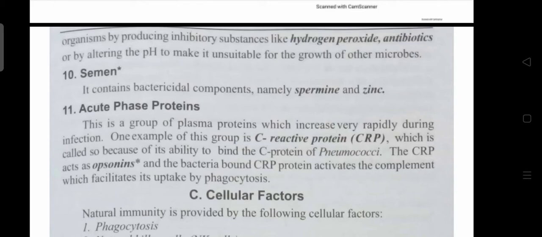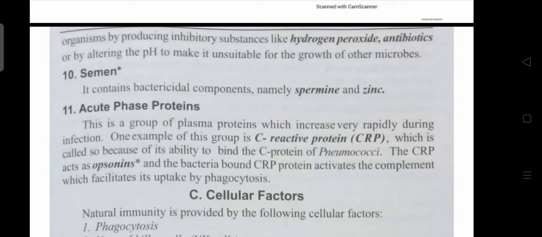Next one is acute phase protein. Acute phase proteins are plasma proteins which increase very rapidly during infection. One example of this group is C-reactive protein, CRP, which is called so because of its ability to bind to the C protein of pneumococci. They are called C-reactive protein.